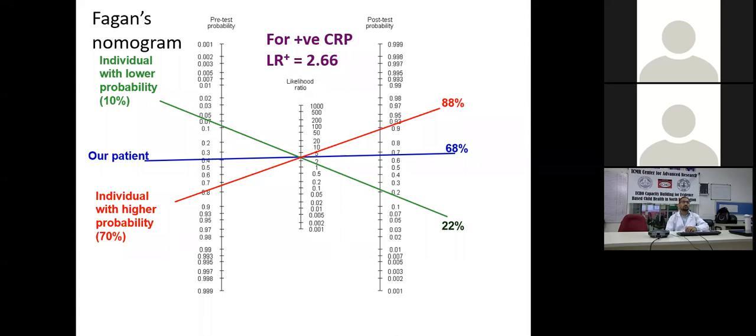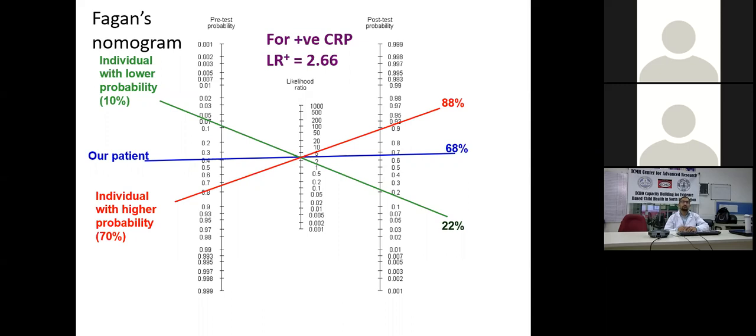Let me take an individual with a higher probability of having sepsis. Say somebody who is really sick looking, and this is a 70% probability of having sepsis. Maybe it's a tertiary care setup where a lot of sick, vulnerable patients are there. The CRP comes positive in this patient. This patient has an 88% chance of having sepsis if the CRP is positive.